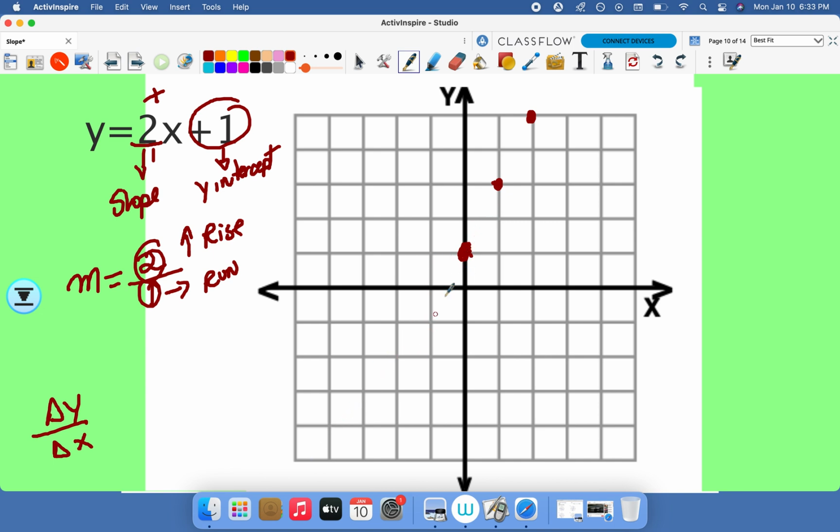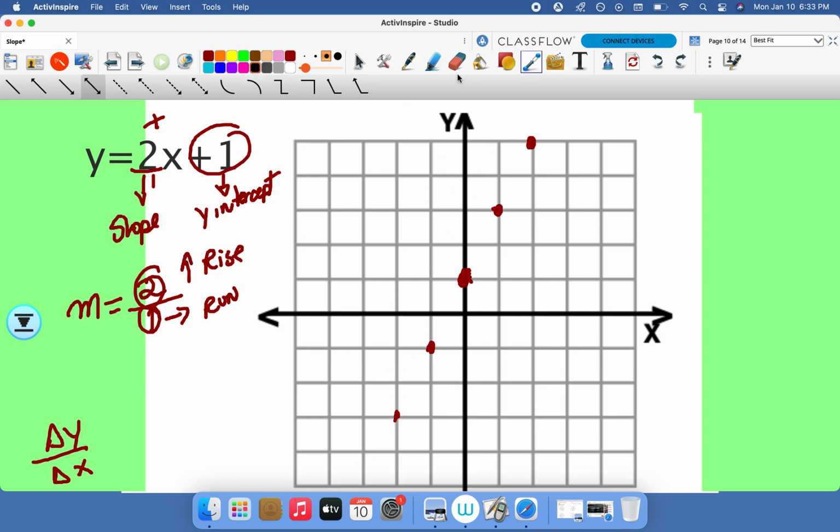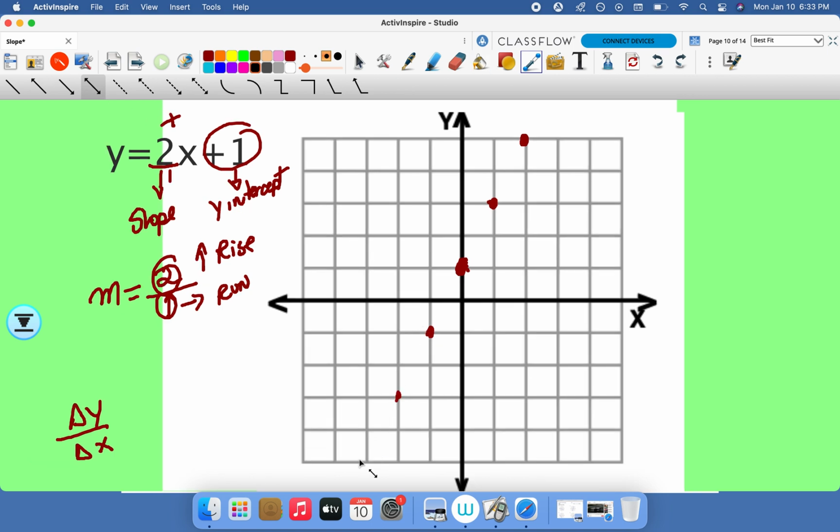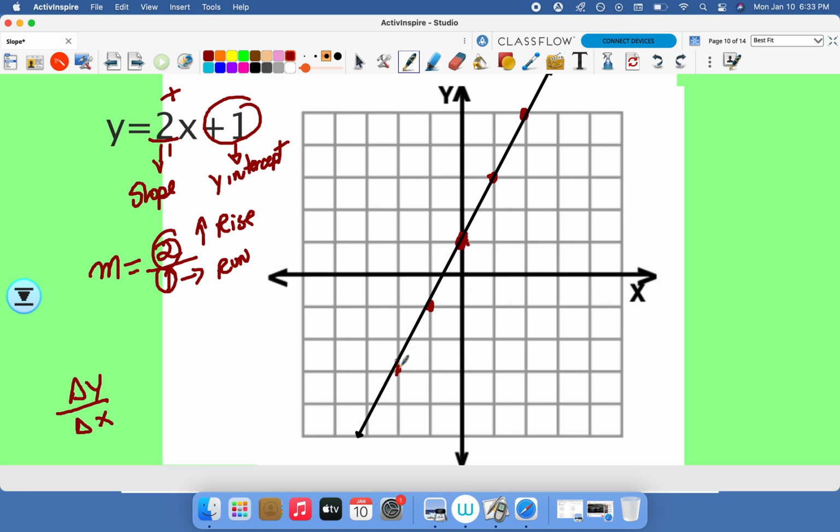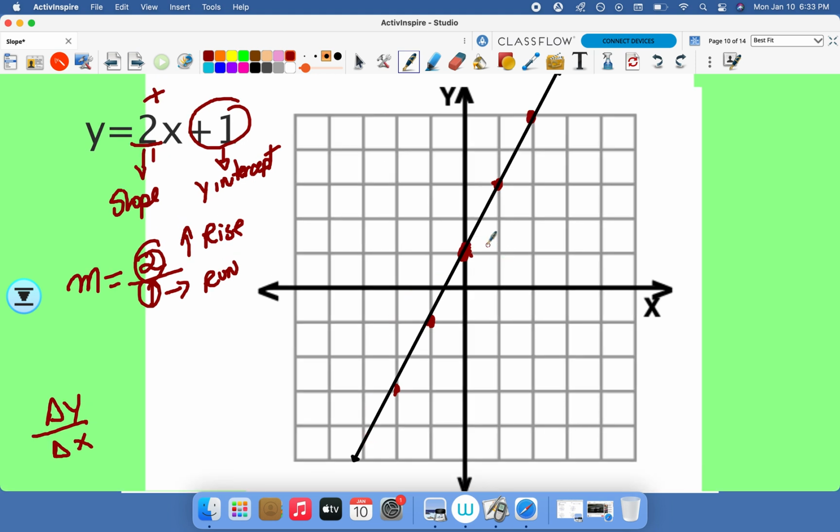So for the other points on the left side of our y-intercept, instead of going up, we go backwards. So we go down 2 and 1. So notice, and then we go down 2 and 1 again, as we're going to the left, reading from left to right. This is my line, right? And you will call this y equals 2x plus 1.